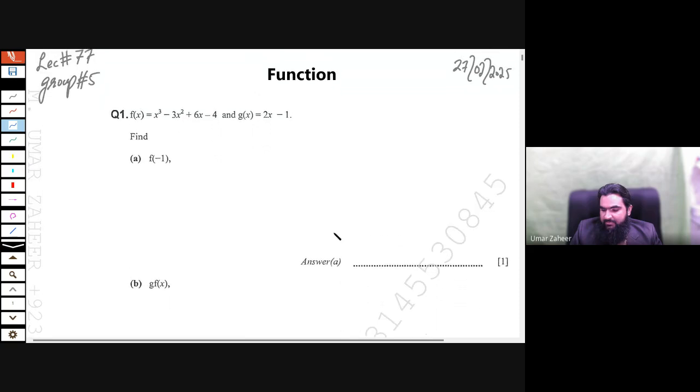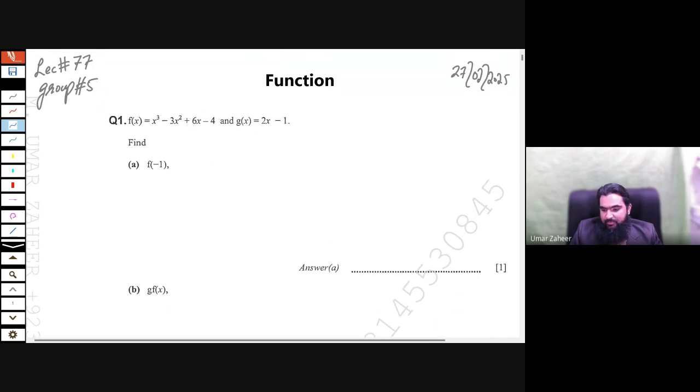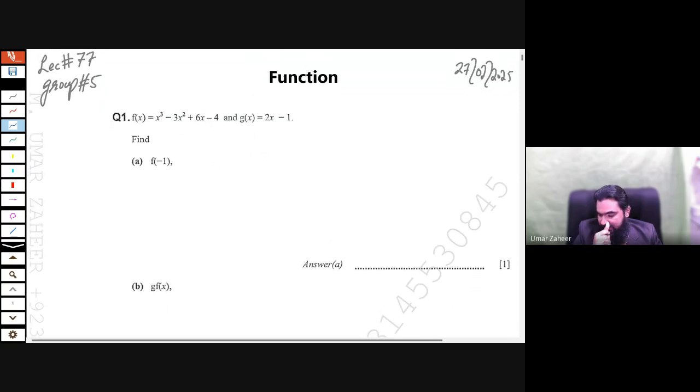We have the first question: f of x is equal to x cubed minus 3x squared plus 6x minus 4. We have to find f of minus 1. So we have to substitute minus 1 at the place of x. It will be equal to minus 1 whole power 3 minus 3 into minus 1 whole square plus 6 into minus 1 minus 4. Everyone, the first step is clear.